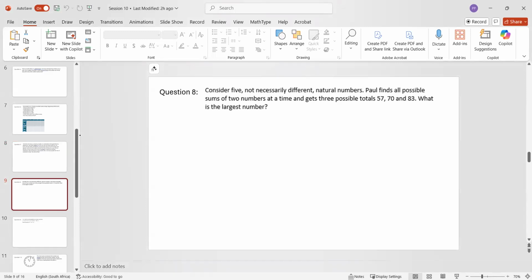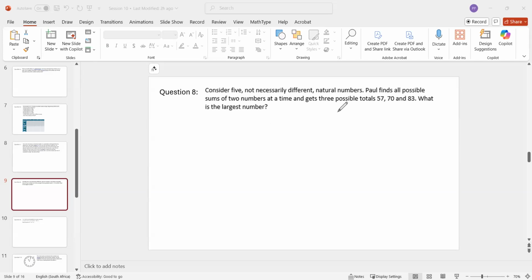Okay. Now consider 5 not necessarily different natural numbers. Not necessarily different, so they could be equal. You've got 5 numbers, maybe some of them are equal, maybe all of them are equal. But they say not necessarily different. Now Paul finds all possible sums of 2 numbers at a time and gets 3 possible totals. Oh, okay.